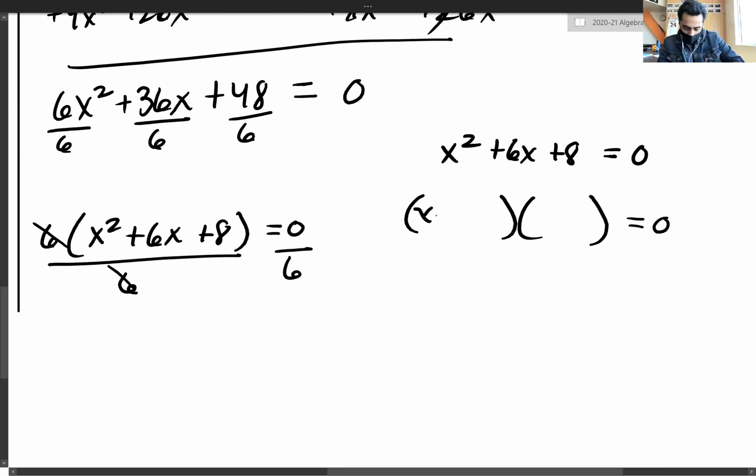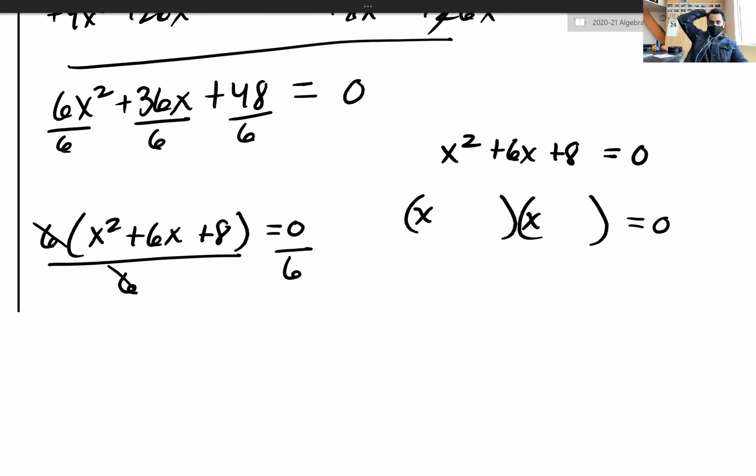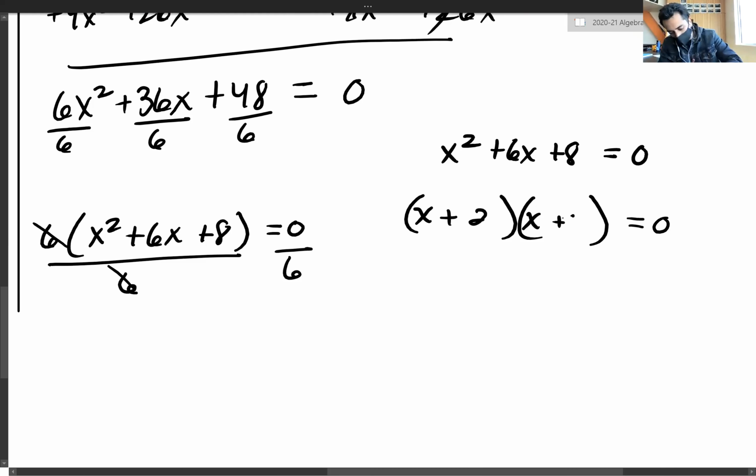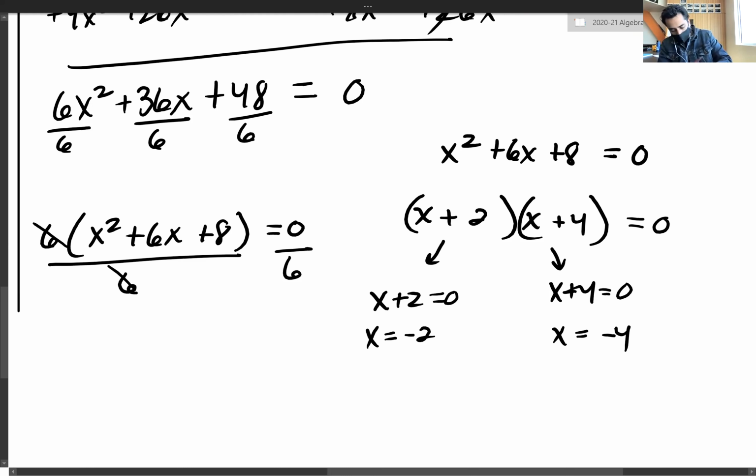I know x squared is the easy one. That's x times x. Factors of 8 that add up to be 6. What could those be? Two and 4, that's right. Positive 2 and positive 4. So now we're going to split x plus 2 equals 0, x plus 4 equals 0. So x will equal negative 2, x will equal negative 4.